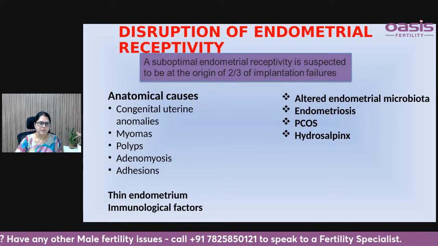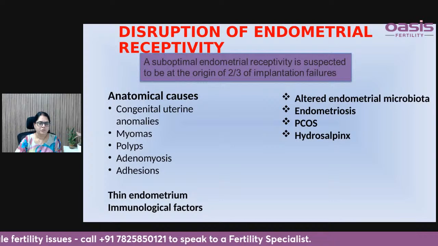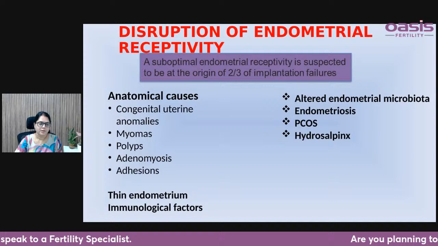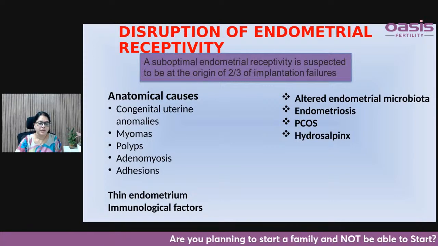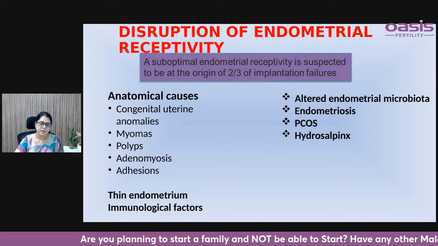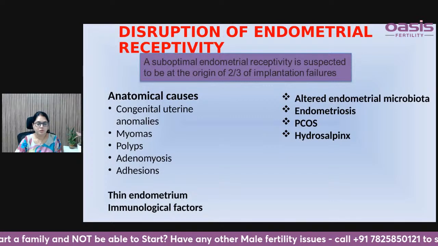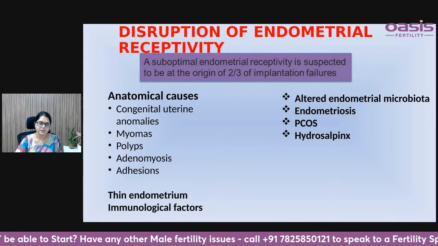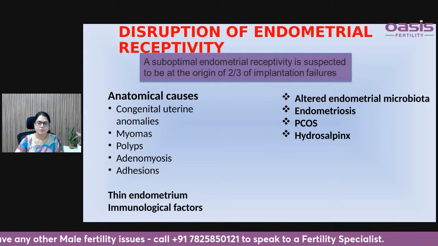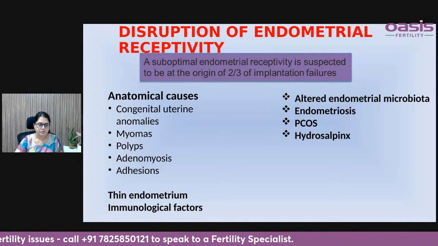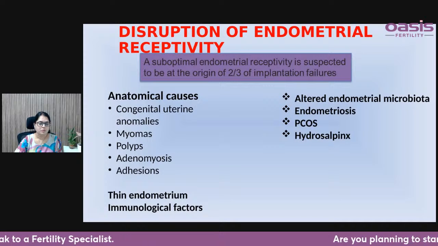The causes include congenital anatomical causes of the uterus, like congenital uterine anomalies, then fibroids or myomas of the uterus, endometrial polyps, uterine adenomyosis, intrauterine adhesions, and thin endometrium, some immunological factors which affect the endometrium, altered endometrial microbiota, endometriosis, PCOS, and hydrosalpinx. These all cause alteration in the endometrium.